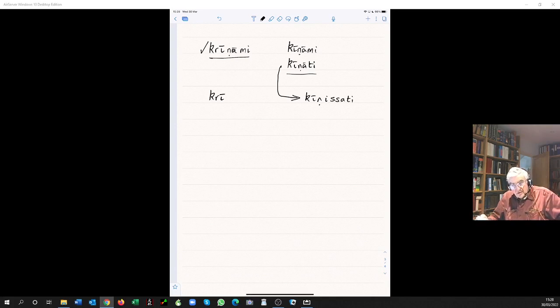In Sanskrit, you don't do that. With very, very few exceptions, you form the future directly from the root, modified or otherwise. So for kri, you gunate the i, that means to make it e. So he will buy in Sanskrit is kreshyati. This kinisati would not be permitted in Sanskrit, but it's normal in Pali.